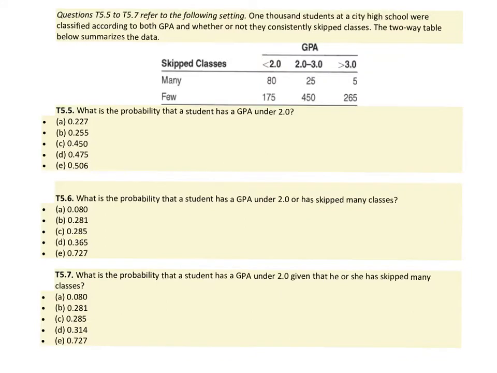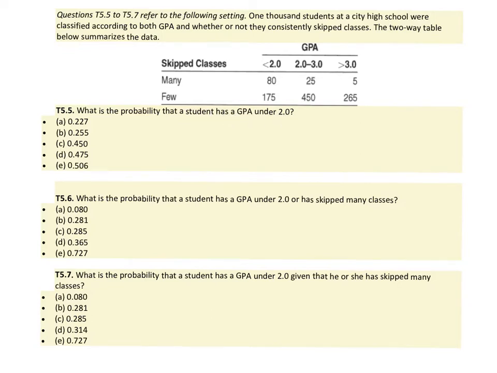In 5 through 7, we're going to use this setting. 1,000 students at a high school were classified according to both GPA and whether or not they consistently skipped class. The two-way table below summarizes our data. So we have our various GPAs and how many times they skipped the class. Question 5. What is the probability that a student has a GPA under 2.0?